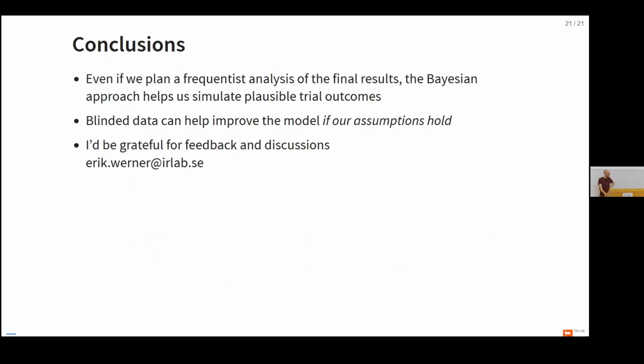Right. So that's the end of the talk. Yeah, this is a work in progress, and I'd be very grateful for feedback. And if anyone wants to discuss this or anything more in general about how to use Bayesian methods for clinical data planning and analysis, it would be very interesting.